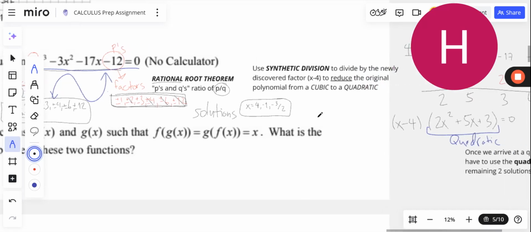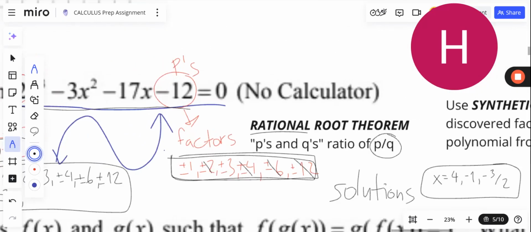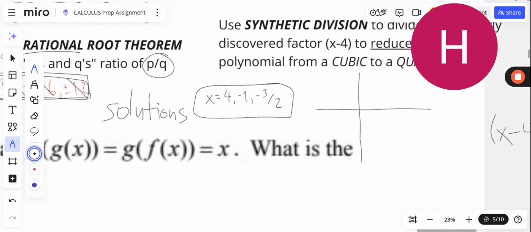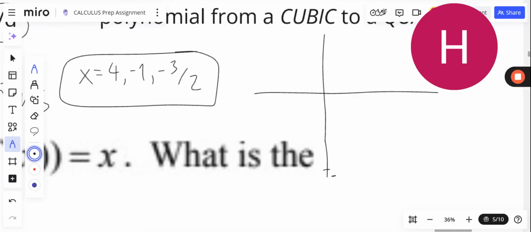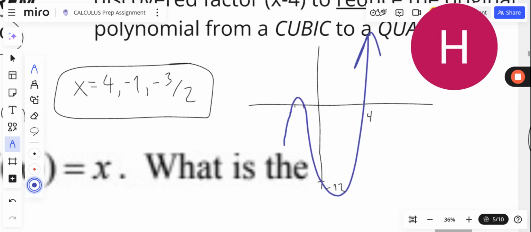Now, if you wanted to graph this as well, I'll just sketch it really quickly. We can use the zeros to help us out, as well as the y-intercept, which is so graciously placed here, negative 12. So that means we would have a spot at negative 12. We would have a zero at negative 1, and we'd have a zero at negative 3/2, and we'd have a zero at x equals 4. So likely does some kind of business like that.